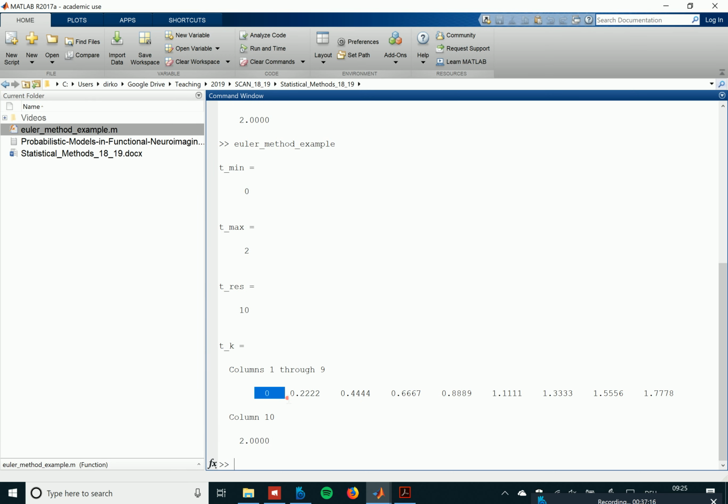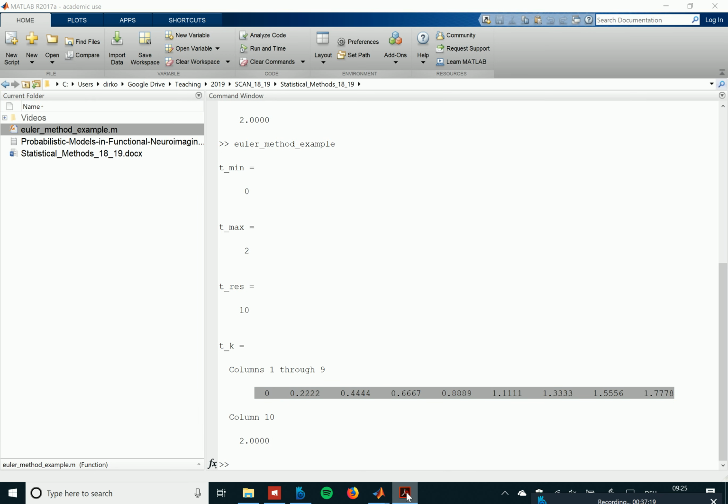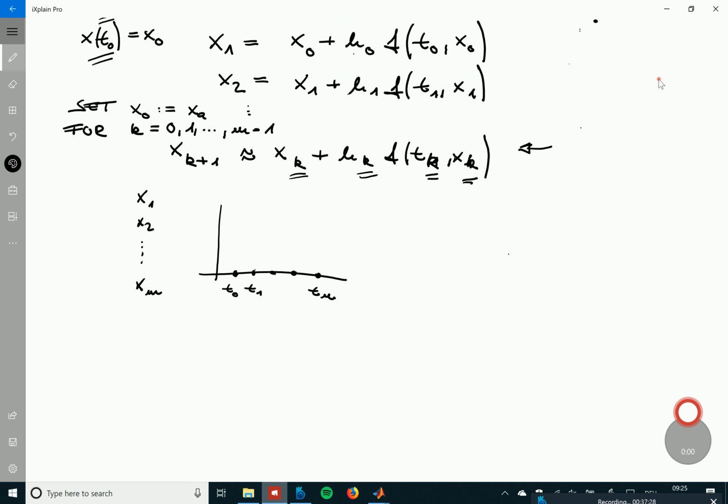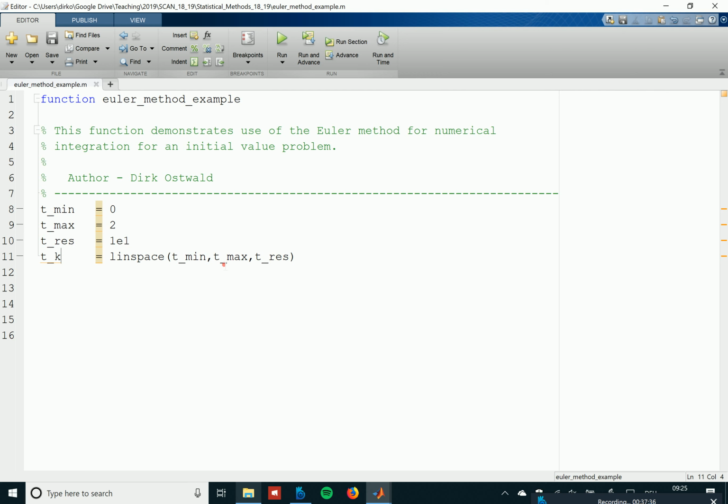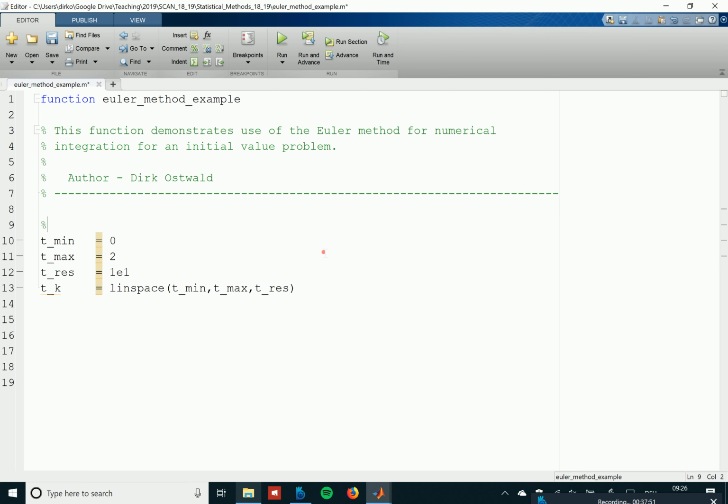But let's close this at least, to be safe, and I also close this, so that the recording doesn't stop again. So these are now our support points, and then if we want to use the Euler method, we of course also need some initial values.